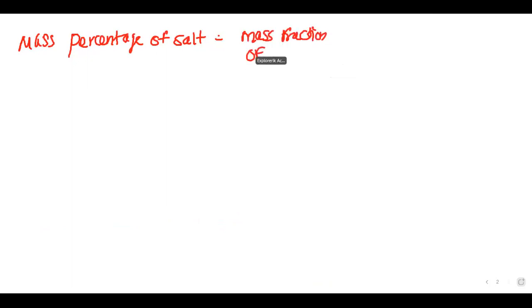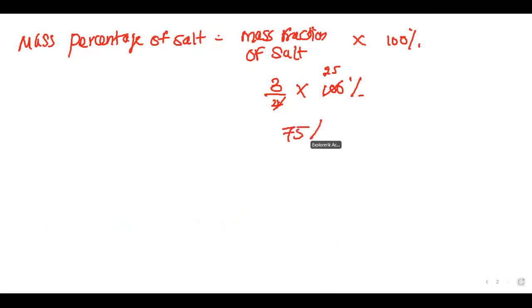What you have to do is take the mass fraction of salt multiplied by 100%. What was the mass fraction of salt? If you could remember, 3 over 4 was the mass fraction of salt, into 100. This can be divided by 4, and then it becomes 75%. So the mass percentage of salt in the mixture would be 75%.